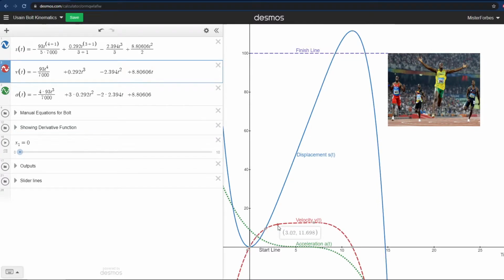By 3 seconds in, he is running at about 11 meters per second, and he peaks out, and his velocity doesn't increase too much, and then it starts decreasing here. So he runs slower and slower until he crosses over the finish line. He gets to his max speed, increases very slowly after that, and then he plateaus off just before he finishes the race. So that's velocity.